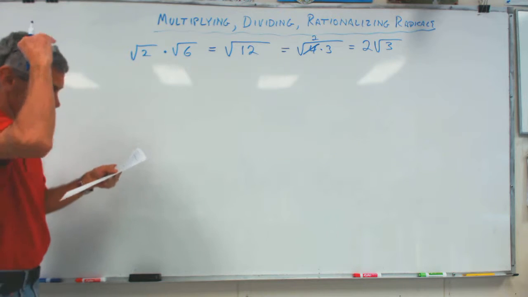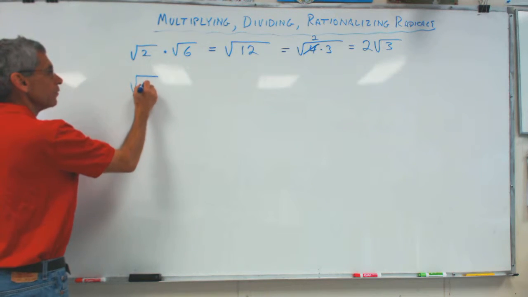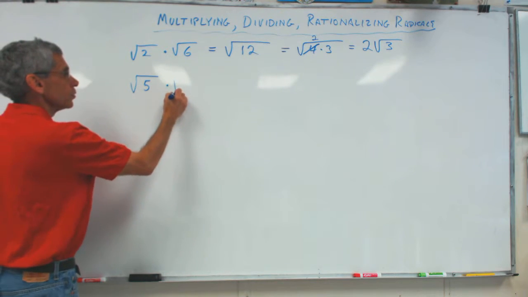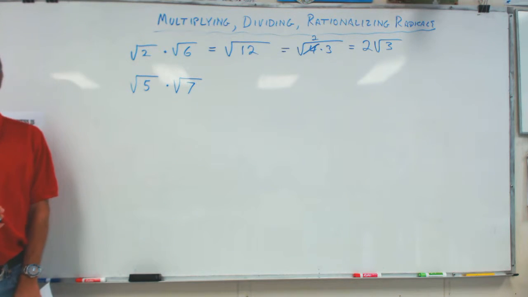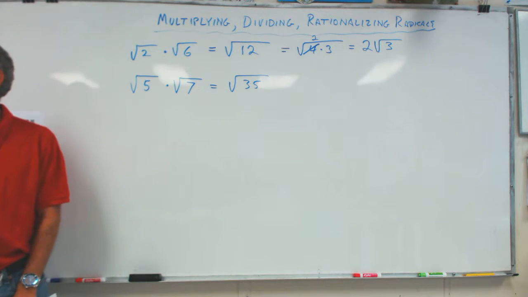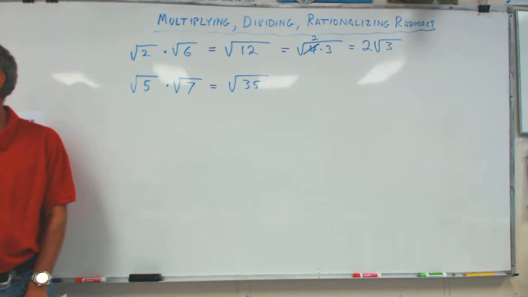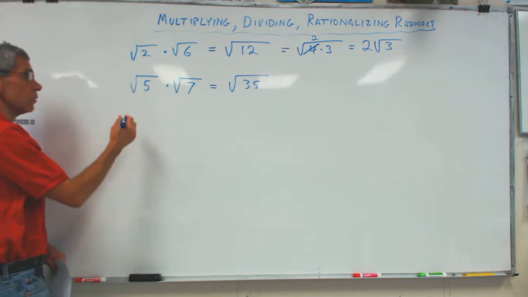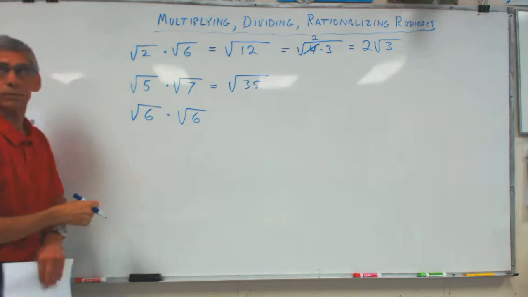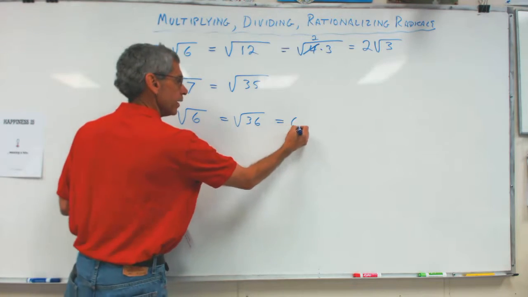Okay. What if I gave you the square root of 5 times the square root of 7? That equals the square root of 35. Now, is there any way I can simplify that? 5 times 7 is the only thing that makes 35, right? And neither 5 nor 7 is a perfect square. Therefore, I can't go any further. That's as far as I can go. What if I gave you the square root of 6 times the square root of 6? The square root of 36, which equals 6. Oh, that's interesting.